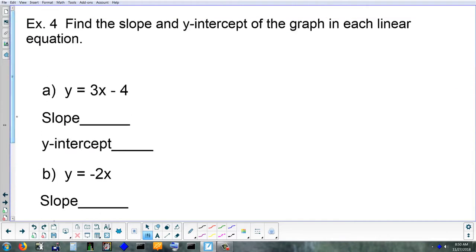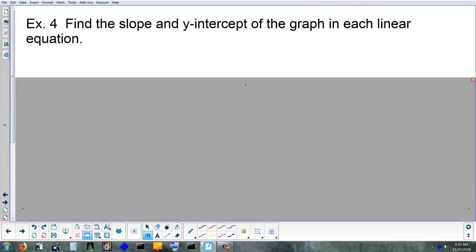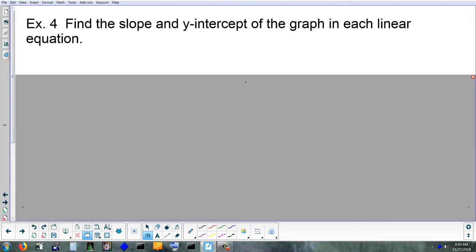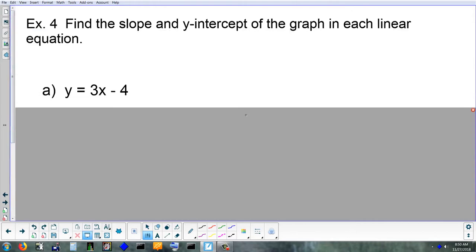So we'll look at some examples and see if we can identify the slope and the y-intercept. Some are going to be already set up the way you need it. Some you might have to fix. Okay, so the first example is y equals 3x minus 4.